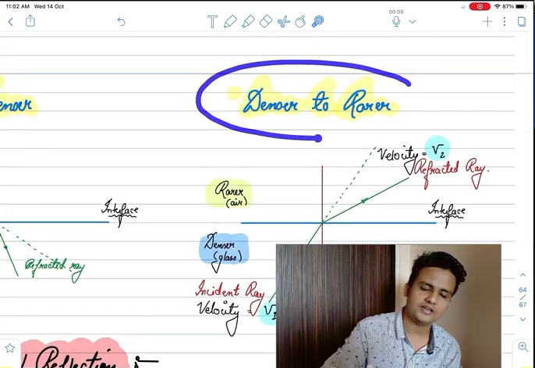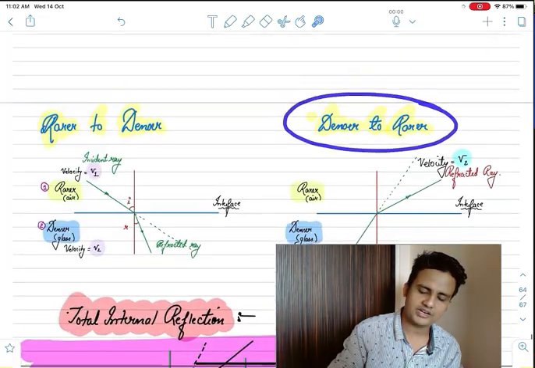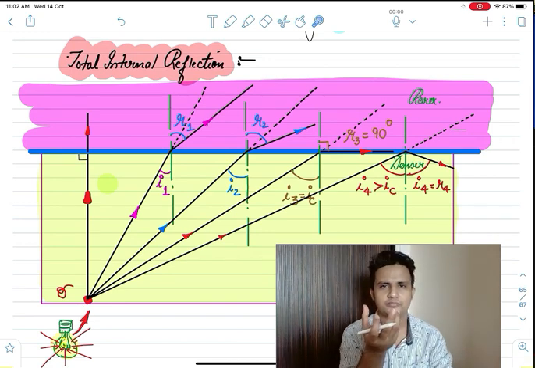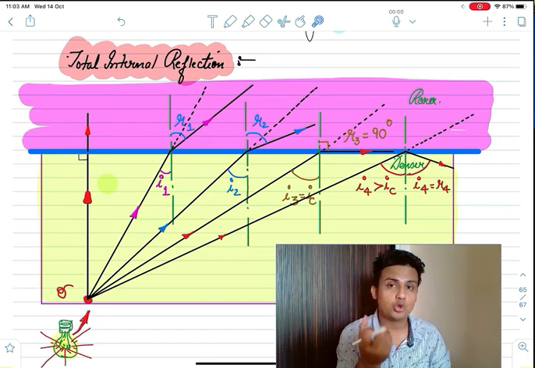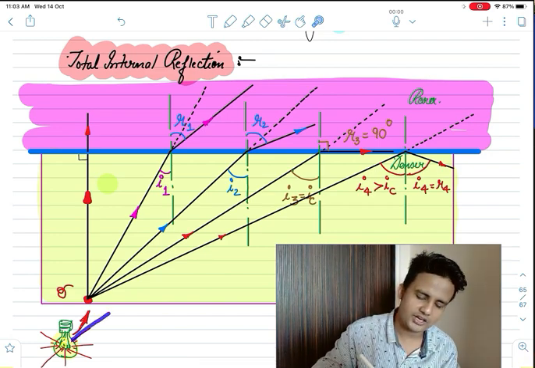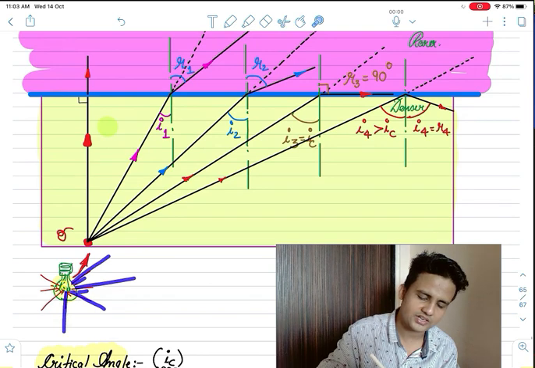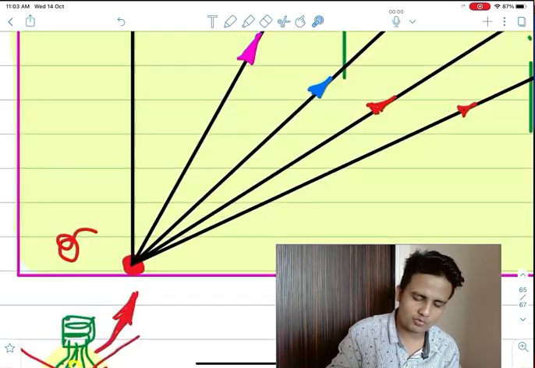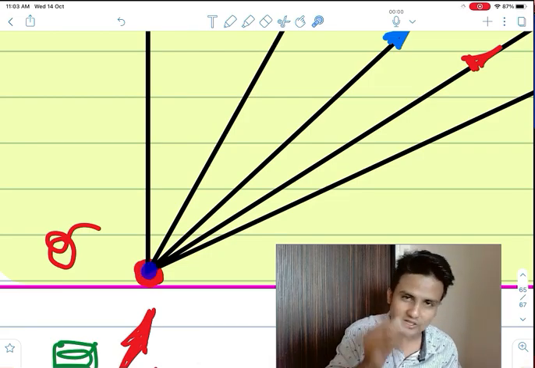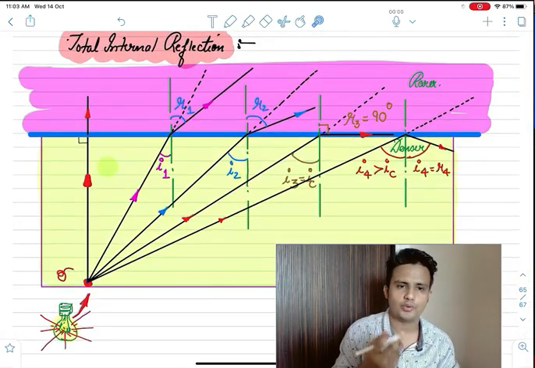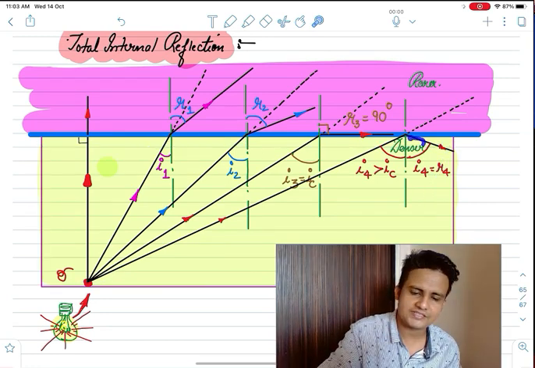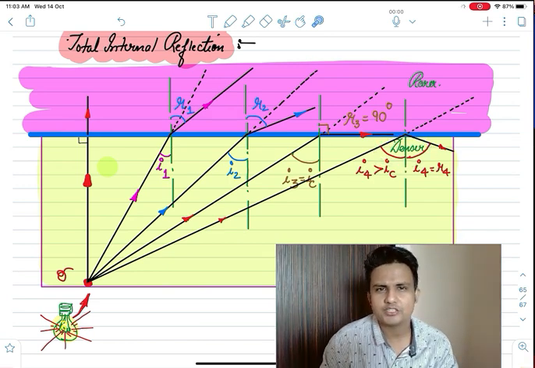I'll take the condition of denser to rarer, and I have drawn a diagram over here. Now, imagine a bulb. When you switch on a bulb, it will glow, so it will have a tendency to give rays of light outward in all directions like this. Now imagine this bulb is over here. This spot I am drawing on your screen is the small bulb. I am assuming the bulb is kept in a denser medium, let's say water.